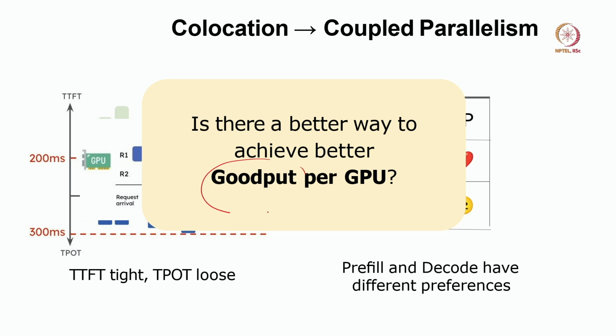Again, if you remember, goodput is nothing but how many requests per second actually met the service level objective. So, throughput is how many requests per second are served, but not all requests which are getting served may satisfy the service level objective, right. So, the requests which are meeting the service level objective are part of goodput.